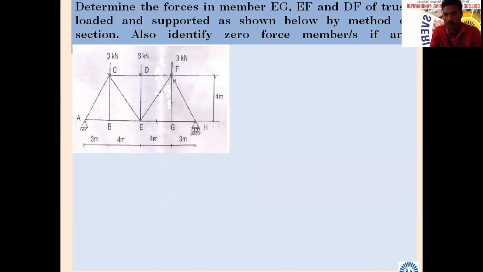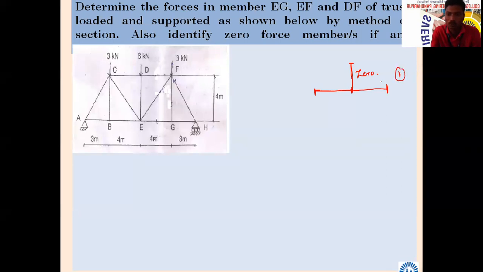There are certain criteria for zero force member, but we cannot say the criteria will always be fulfilled. For example, if two members are collinear and there is one third member which is perpendicular to both, but there is no load at the other end, then it becomes a zero force member. Okay, this is one.